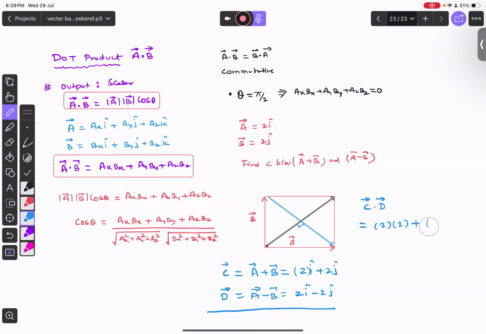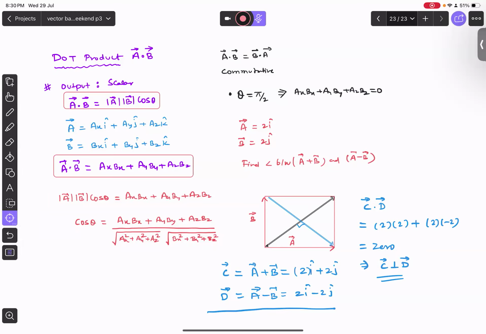Y component they have is 2 minus 2. So you see, the dot product of C and D is coming out to be 0, telling us that vector C is perpendicular to vector D. Okay, this thing is clear. And it was supposed to be perpendicular because we know that this PQRS is a square, so the diagonals of a square, PR and SQ, must be at 90 degrees only.